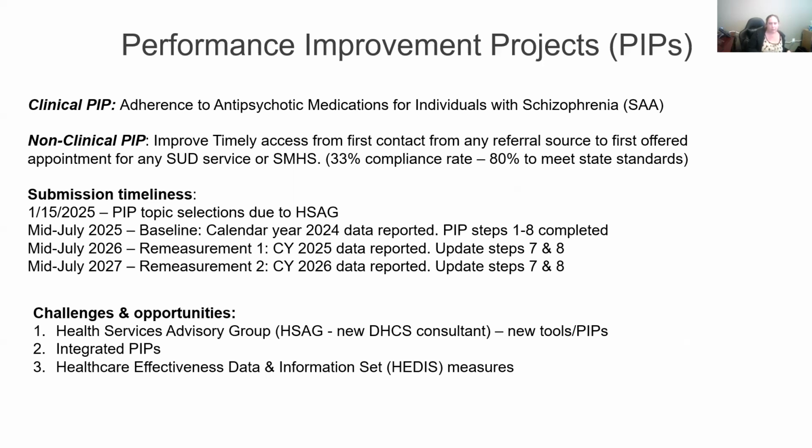So we submitted our PIP topic selections to the state's new third-party consultant who's doing our external quality review this year. They're called Health Services Advisory Group, otherwise known as HSAG. We submitted that to them on January 15th. And then in mid-July, we're supposed to be measuring our baseline, which is the calendar year of 2024. And then we submit a PIP tool to them to be evaluated for competence with steps 1 through 8 completed.